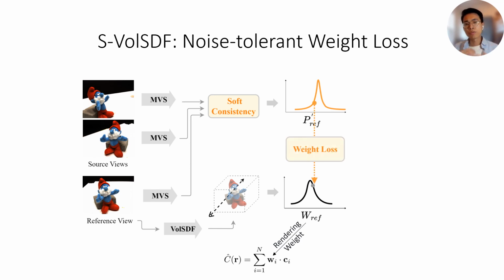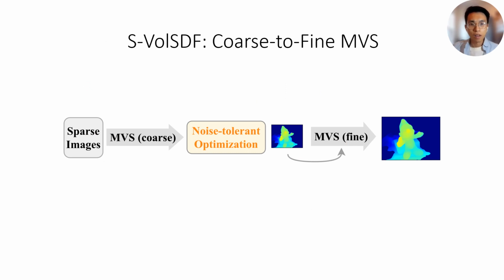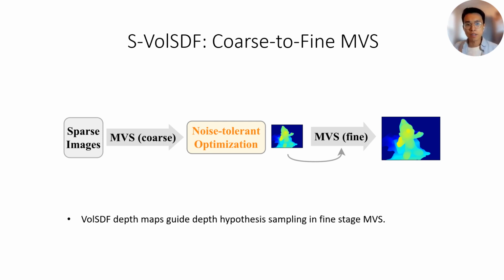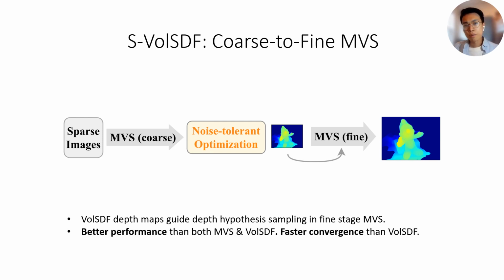Therefore, we propose to use our consistency-weighted probability as noisy positive labels to regularize the rendering weight during VolSDF optimization. We adopt a generalized cross-entropy loss, which is crucial to increase tolerance to MVS noise. After we use the coarse stage MVS predictions to regularize VolSDF training, we use the rendered depth map from VolSDF to guide the fine stage MVS. Our method performs better than both MVS and VolSDF and converges faster than VolSDF.